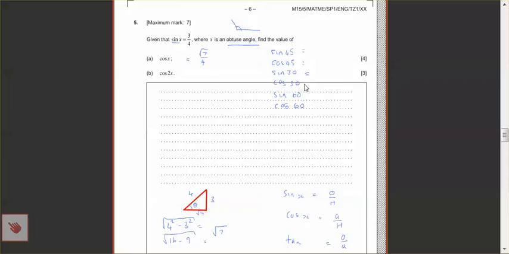Sine of 45 is 1 over root 2. Cos of 45 is also 1 over root 2. Sine of 30 is 1 over 2. Cos of 30 is root 3 over 2. Sine of 60 is root 3 over 2. And cos of 60 is 1 over 2. They should match, shouldn't they? Sine of 30, cos of 60, and so on.